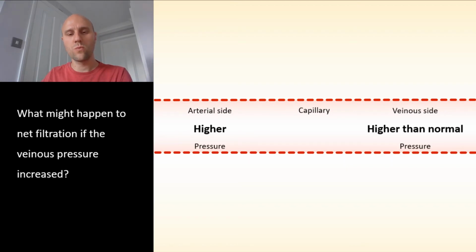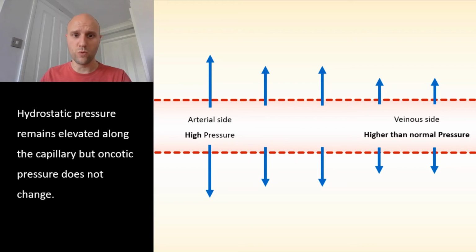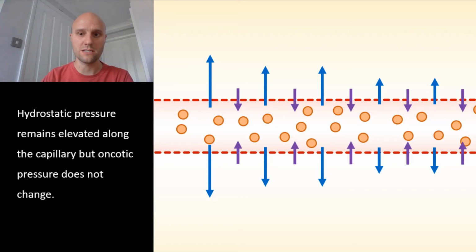Now, we mentioned earlier on that as we move from the arterial side to the venous side of the capillary bed, there's a drop-off in pressure. But what happens if there's a build-up in pressure on the venous side? We can see that the hydrostatic pressure doesn't diminish as much as you travel from the arterial to the venous side in this situation. So you've got this higher than normal pressure on the venous side, and you're going to get a greater volume of fluid leaving the intravascular space and entering the interstitial space.